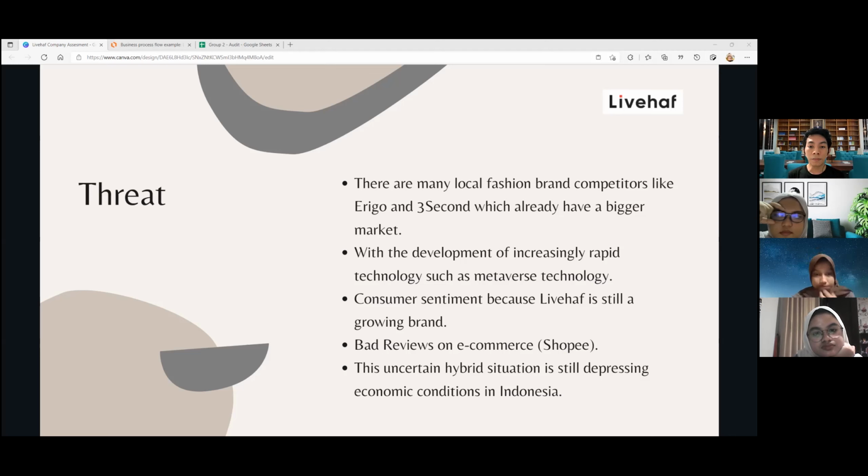And the third is consumer sentiment, because Livehaf is still a growing brand. Because it's still a growing brand, they think they can buy from other local brands like Erigo because the price is the same and the quality is still the same. That's a threat for the third thing.